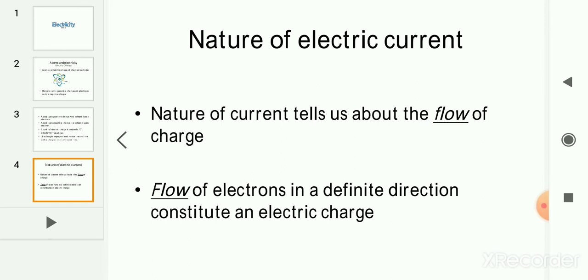So, what is electric current? What is its nature? The nature of electric current tells us the flow of charge, how the charge flows in a conductor. Flow of electrons in a definite direction constitutes an electric current. They always flow in a definite path.